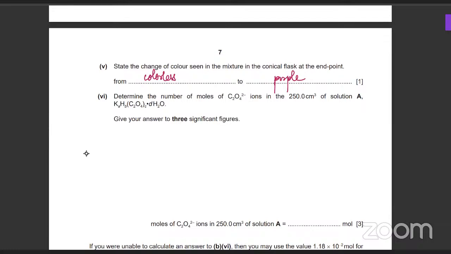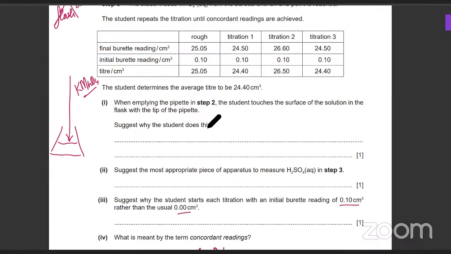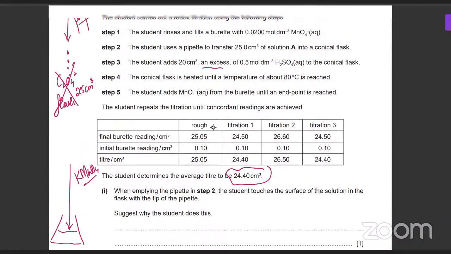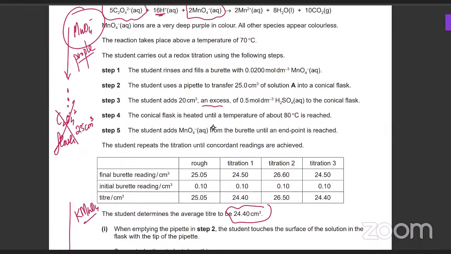Determine the number of moles of C2O4 ions in 250 cm³ of solution A. Give your answer to 3 significant figures. Did he give us any results? Which ones are concordant results? He actually gave us the average titer. So 24.4. The concentration of KMnO4 is also given.